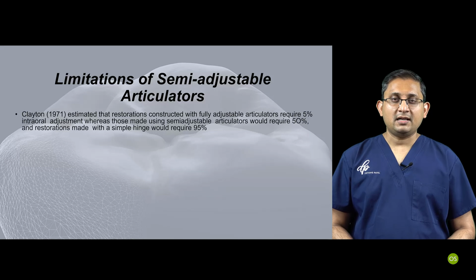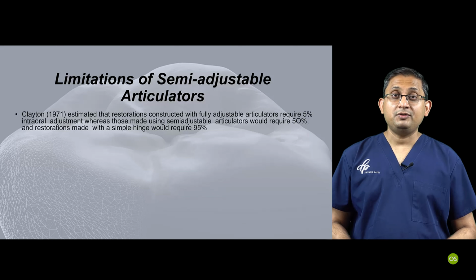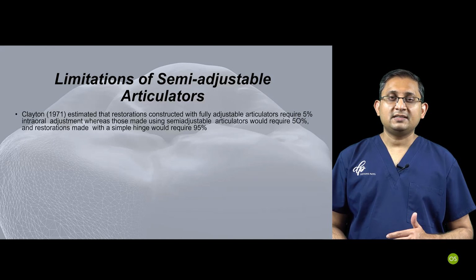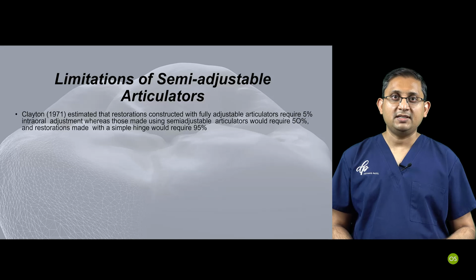The studies done by Clayton in 1971 suggest that if you use a fully adjustable articulator, you will have to adjust your restorations 5% of the time. If you use a semi-adjustable articulator, then it's 50% of the time you have to adjust your restorations. However, if you use a hinge articulator, it's 95% of the time. And in my opinion, if you try and mitigate the limitations of a semi-adjustable articulator, your success rate, or the reduction in adjustment, is improved massively.